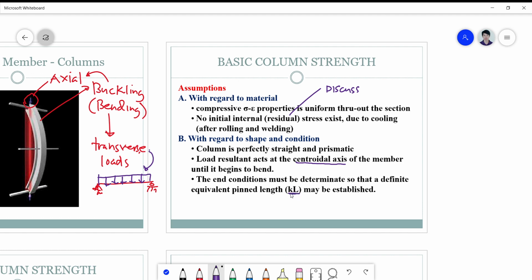Okay, so this is actually the effective length that we are considering when we are talking of buckling failure. Okay, so KL actually is the effective length considered.